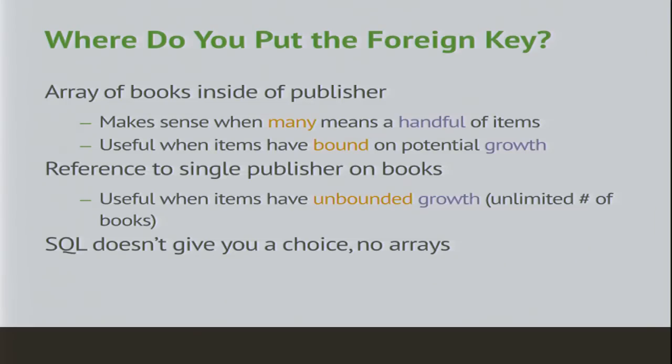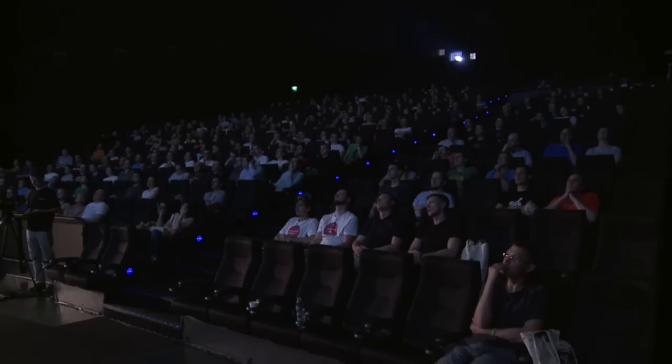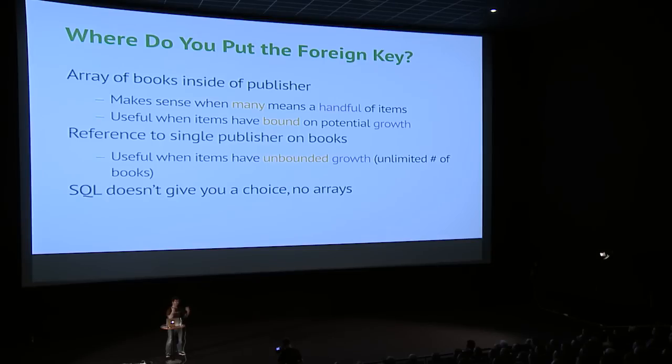Arrays of books inside of a publisher make sense when you have many, but when many is just a few, a handful of them. It's not thousands of thousands of thousands. What you can say is, if you know the size of the list you have to put inside an array, it's a good idea. If it will continue to grow, it's probably a bad idea. Typically in this case, the publisher every month will publish new books, so it will continue to grow.